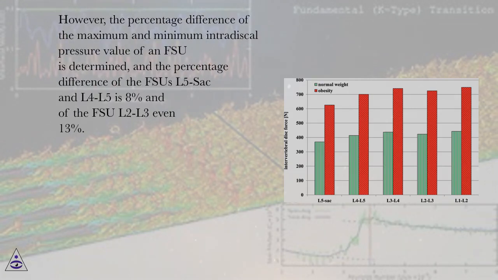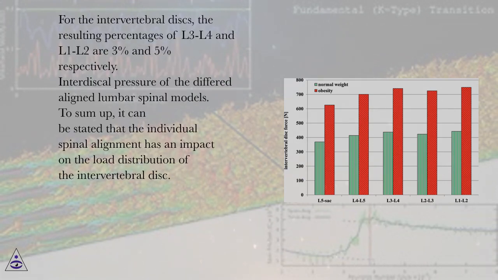However, the percentage difference of the maximum and minimum intradiscal pressure value of an FSU is determined, and the percentage difference of the FSUs L5 SAC and L4 L5 is 8% and of the FSU L2 L3 even 13%. For the intervertebral discs, the resulting percentages of L3 L4 and L1 L2 are 3% and 5% respectively. Intradiscal pressure of the different aligned lumbar spinal models. To sum up, it can be stated that the individual spinal alignment has an impact on the load distribution of the intervertebral disc.